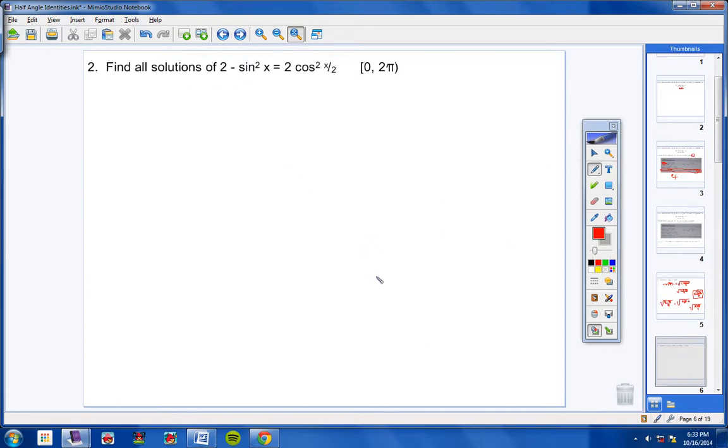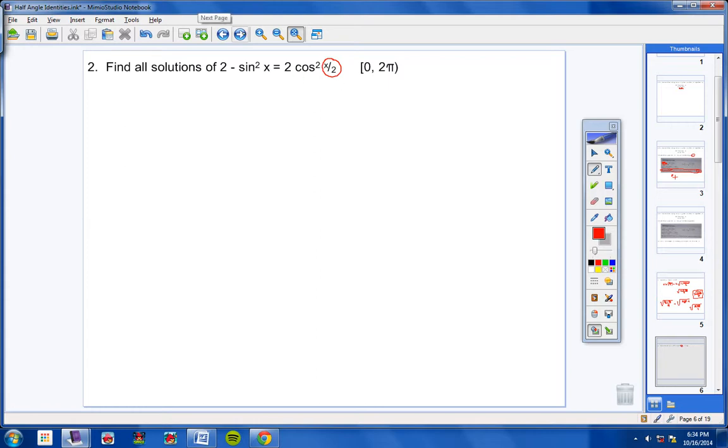Let's solve this equation. And notice, students, that I'm given a domain here, okay? So we're going to find all the answers that satisfy this equation between 0 and 2 pi, okay? So here we go. All right, the first thing I notice is I have a sine squared, which is okay, but I've also got a cosine squared, and look, I've got a half angle, okay? So I have cosine squared of a half angle.